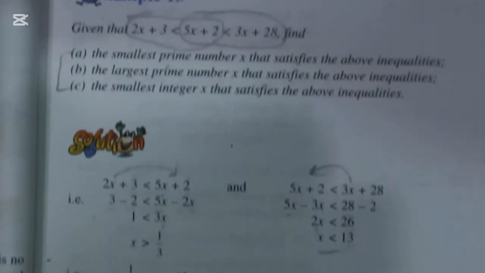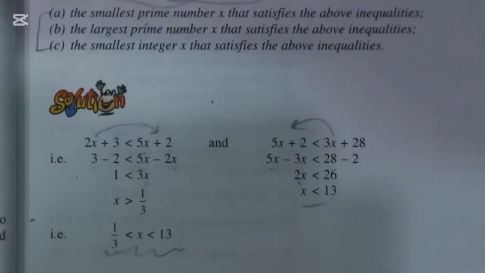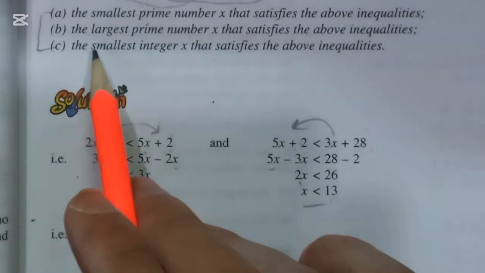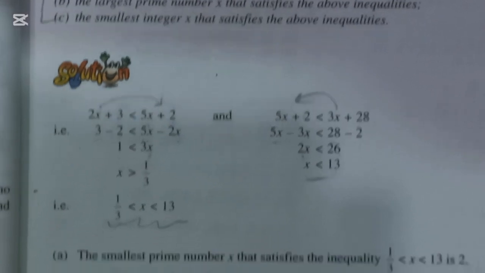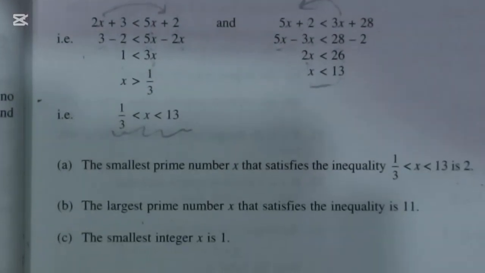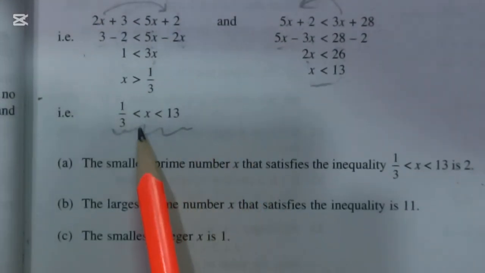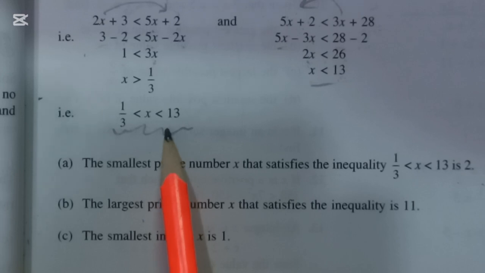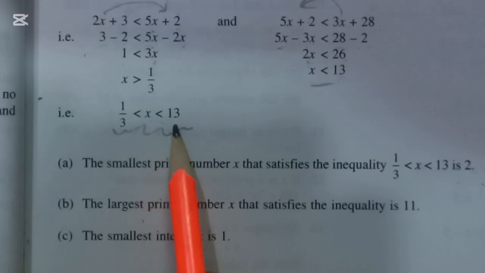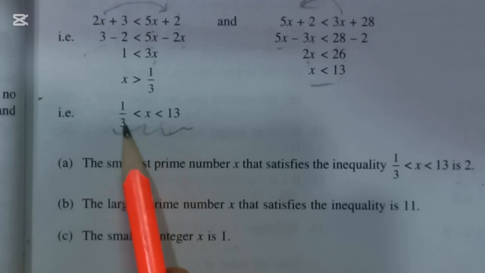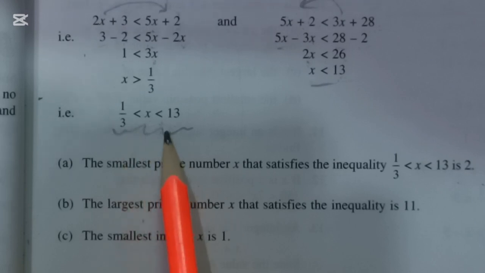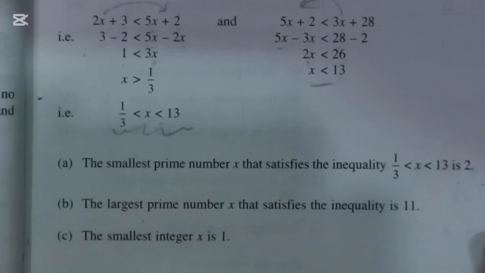Okay, the second thing that is required in the question, look at the B part, is the largest prime number x that satisfies the above inequality. And again, look at the answer. So you can see x should be less than 13. So it means the maximum prime number that can be obtained from this inequality is 11. So the largest prime number x that satisfies the inequality is 11.